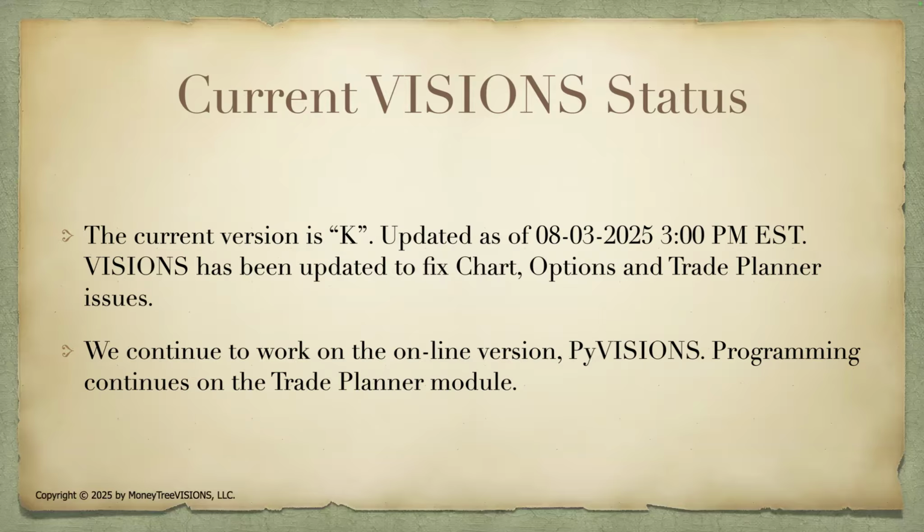We're still working on the online version of Visions, which we call PyVisions. Programming is still continuing on the Trade Planner module. That's pretty much the last module that we're planning for our first release. So we'll have charts, fundamentals, options, as well as the stock simulator and an Outlook tool for that, and Trade Planner there too.